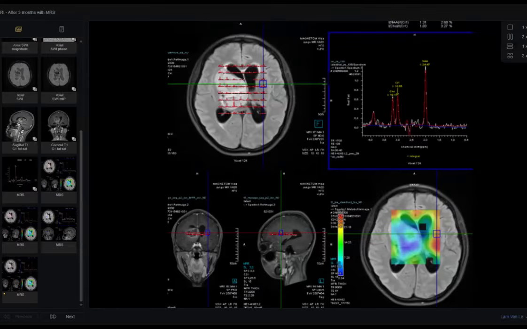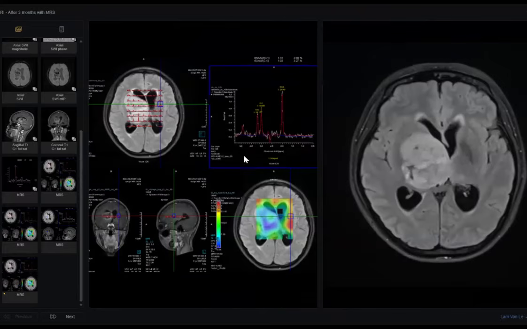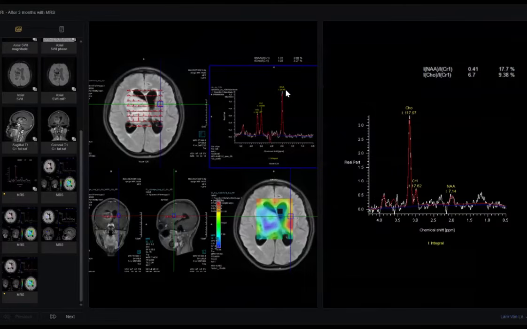Do you know the Egyptian three pyramids? This is the normal one: the larger one is the NAA, then the creatine, then the lowest one should be choline. It is completely reversed here due to some pathology.